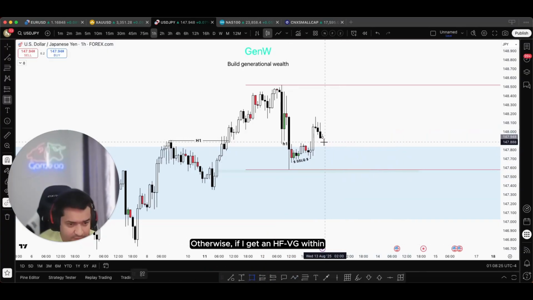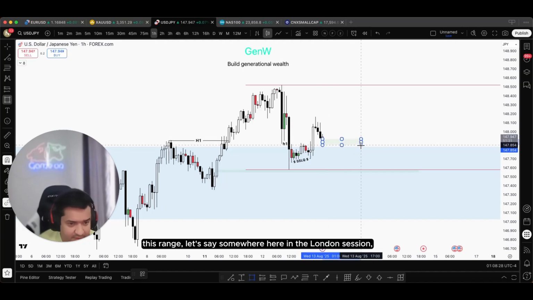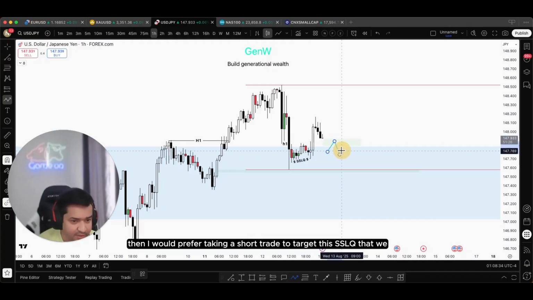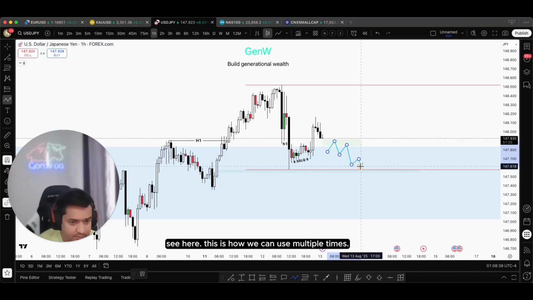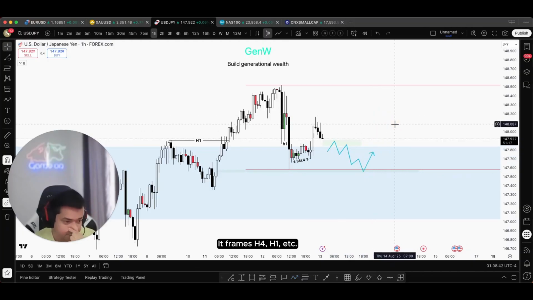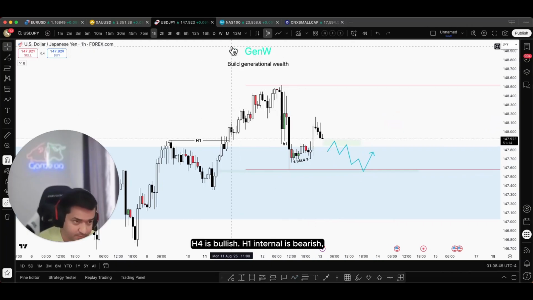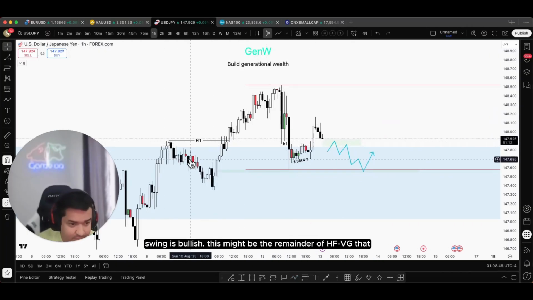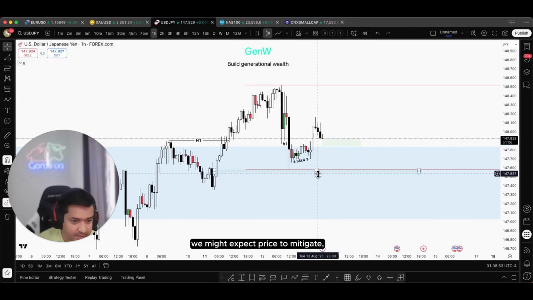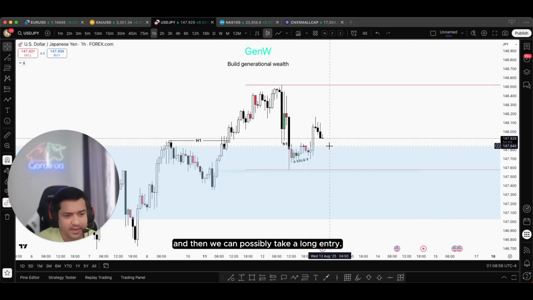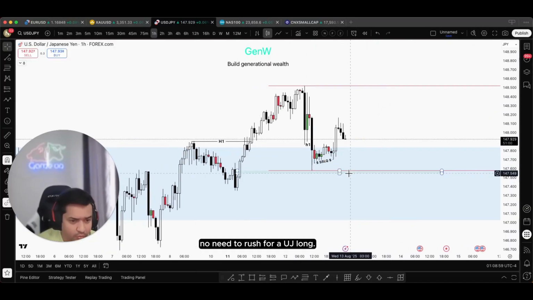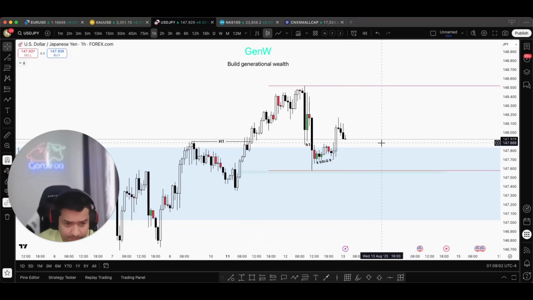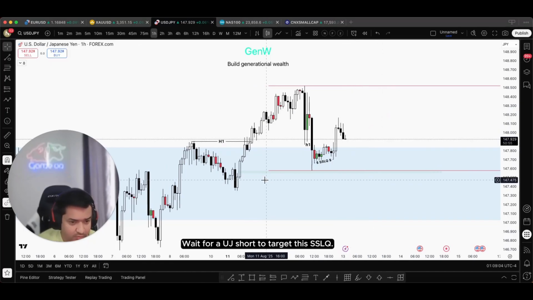Otherwise, if I get an HFVG within this range, let's say somewhere here in the London session, and then New York comes and mitigates this HFVG, then I would prefer taking a short trade to target this SSLQ that we see here. This is how we can use multiple time frames, H4, H1, etc. H4 is bullish. H1 internal is bearish, swing is bullish. This might be the remainder of HFVG that we might expect price to mitigate, and then we can possibly take a long entry. No need to rush for a UJ long.